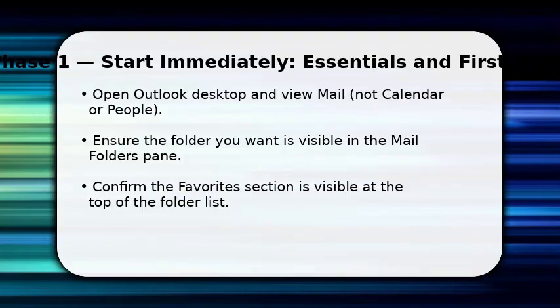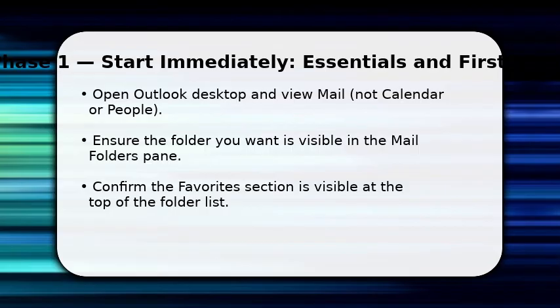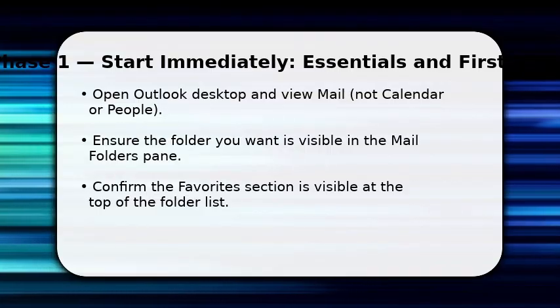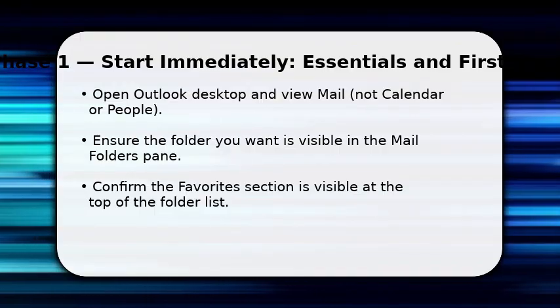You will add a folder to favorites by moving it into the Favorites section. First, open Outlook Desktop and make sure you are in Mail. This method works there only. Once done, scan the left-hand Mail folder's pane and confirm the folder you want is visible. If Favorites isn't shown, expand the folder list so you can see it.